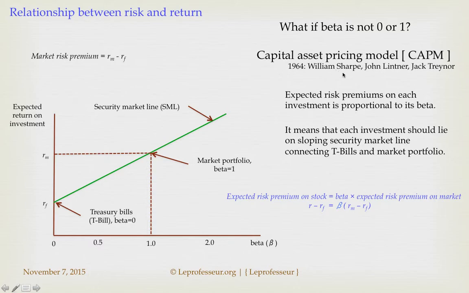So in 1964, William Sharpe and John and Jack, they observed such a relationship between the risk and the return offered by stocks, and they published the capital asset pricing model theory about it. What it means is that the basic idea behind CAPM is that the expected risk premium on each investment is proportional to its beta. The direct relationship. Risk premiums are proportional to beta. Okay.